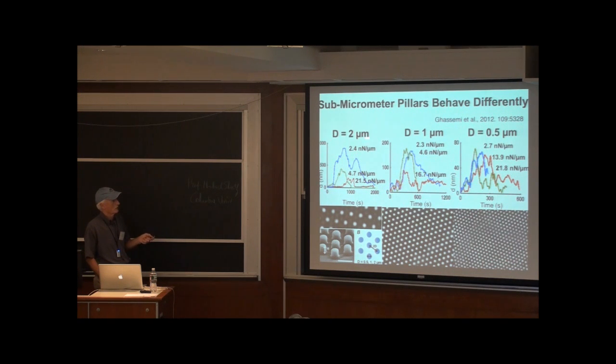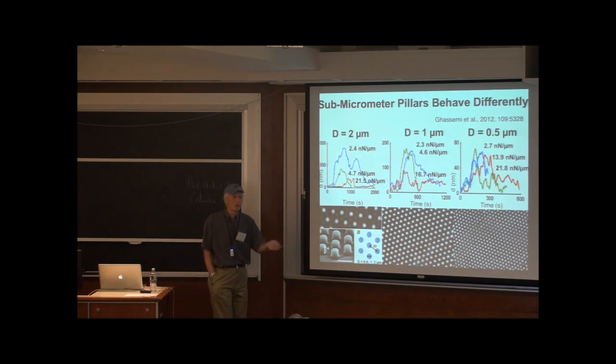and they were made in 3 different diameters, 2, 1, and 1/2 micron, and at each diameter 3 different heights, which had roughly the same spring constant, namely in the range of 2 to 20 some nanonewtons per micron of displacement of the pillars. When cells spread on these surfaces, we got dramatically different behaviors.